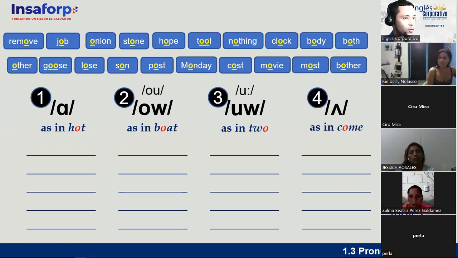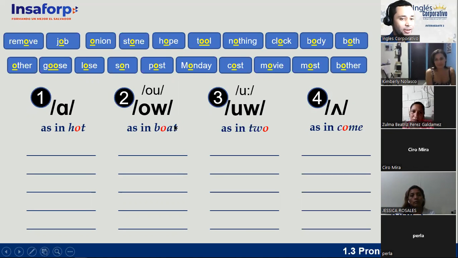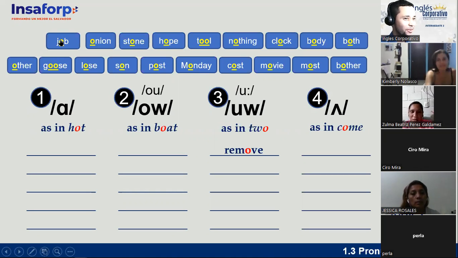Okay? We're going to solve the first part of the exercise. The first 4 will be done here. What about the first word, remove? Which column do you think it has to be classified in? Column 1, 2, 3, or 4? Column 3. Okay, yeah. Let's see. I'm going to click on the word. You're right. Okay, it's column 3. Very good. It's remove. What about this word right here? Job. Column 1, 2, 3. Column 2. Okay, let's see. Job. Do we say job or job?